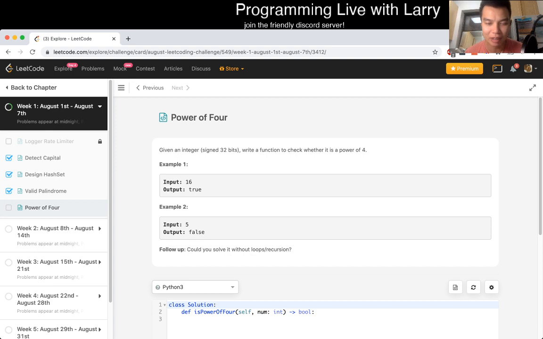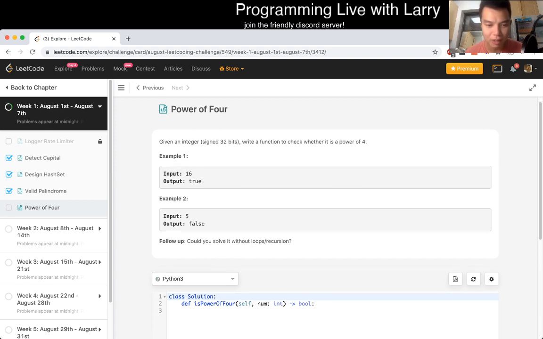Given an integer, write a function to check whether it's a power of 4. Okay. So you could do it with a loop pretty trivially. Can you solve it without loops and recursion? Yeah.